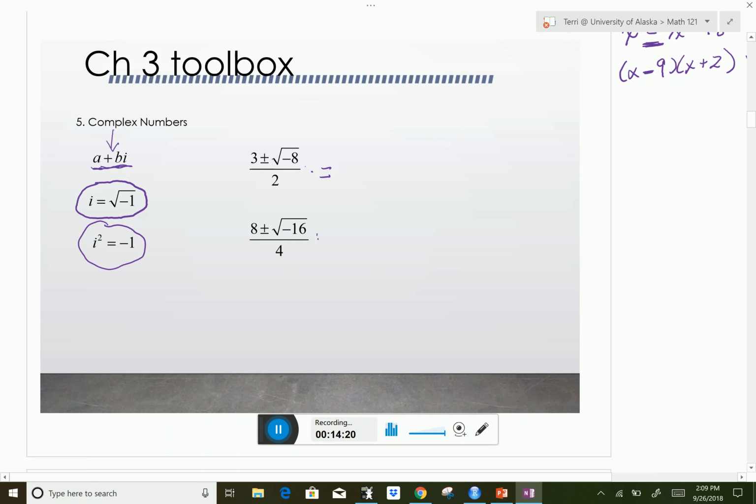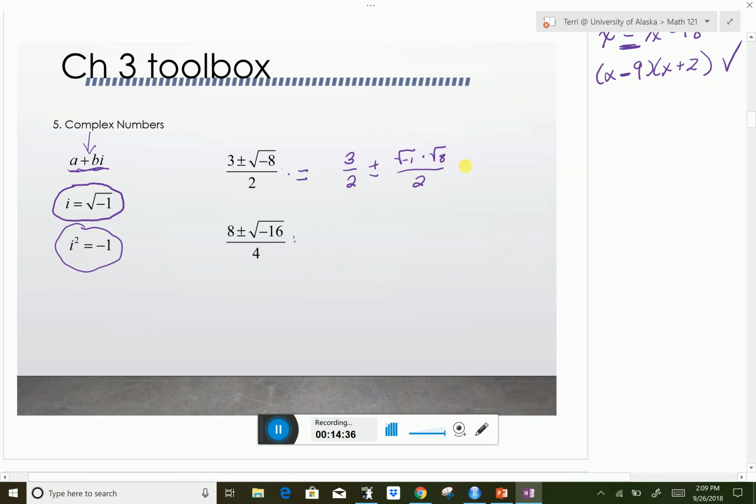So this one would be, I'm just going to go 3/2. I'm going to put this 2 over each thing, plus or minus the square root of -1 times the square root of 8 over 2. So let's fix this a little bit more.